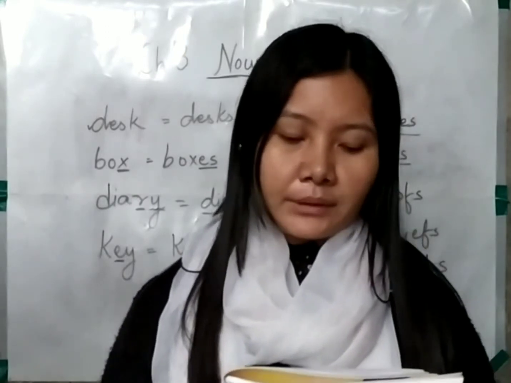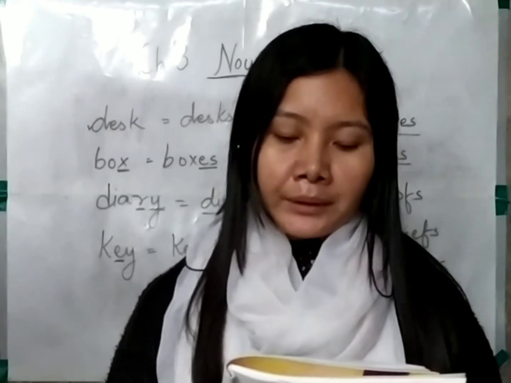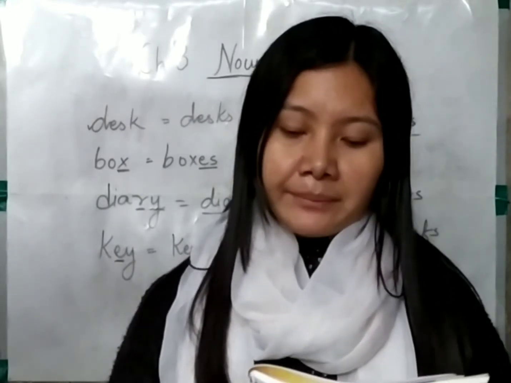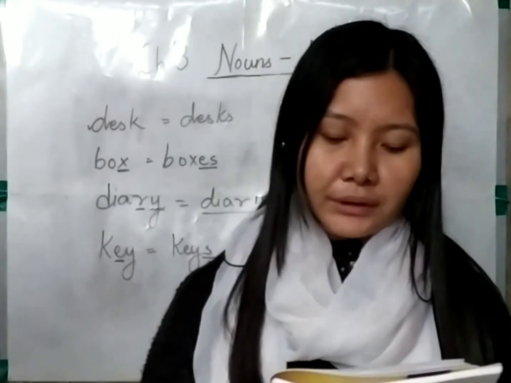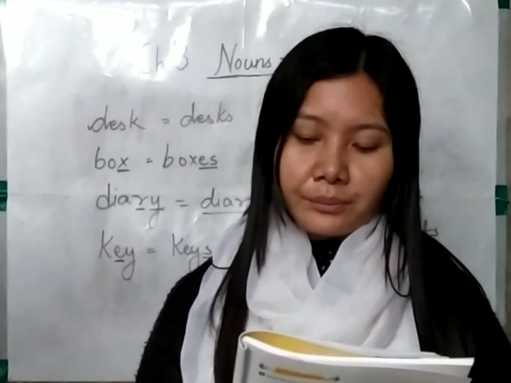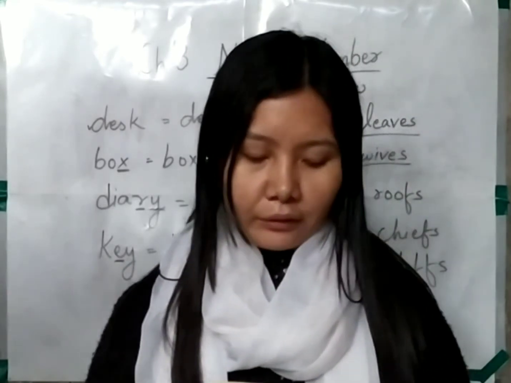Let's see some examples. Man, men. So you can see A has been changed into E. Woman, women. So you can see again A has been changed into E. Similarly, foot, feet, tooth, teeth, goose, geese, louse, lice, ox, oxen, mouse, mice, child, children. So these are some examples of what? Irregular nouns.